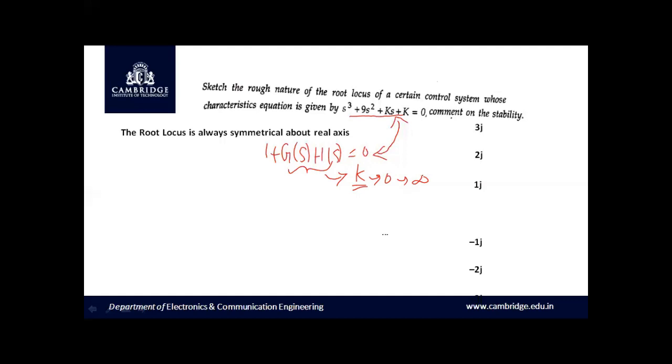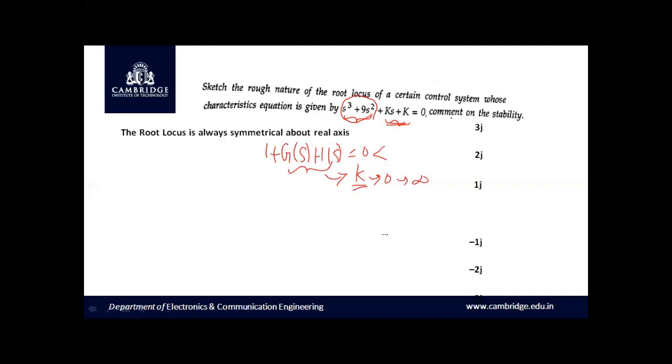First, we have to collect the terms of s without k together. From the given characteristic equation, we have to collect the terms of s without k together. So in this example, without k we have these two terms, s cube plus 9s square. We have to exclude the k terms and consider only the terms without k. The reason is G(s)H(s) will be represented in the numerator in terms of k.